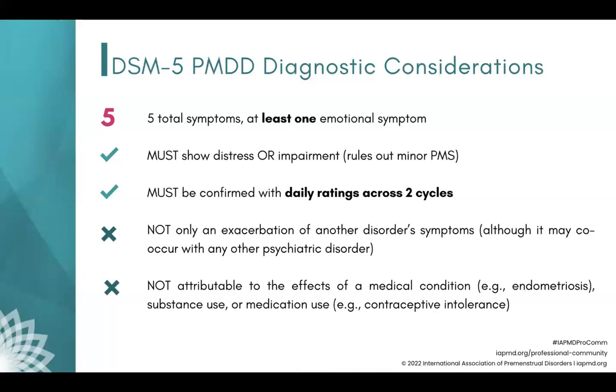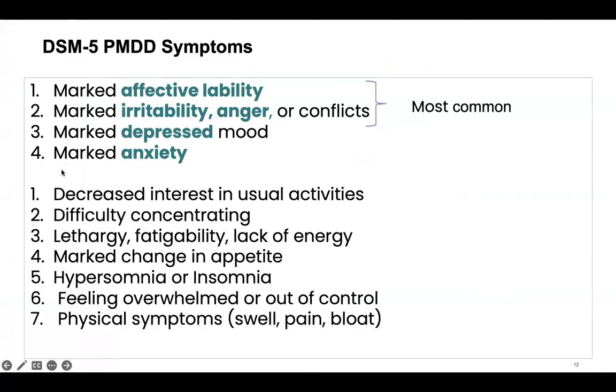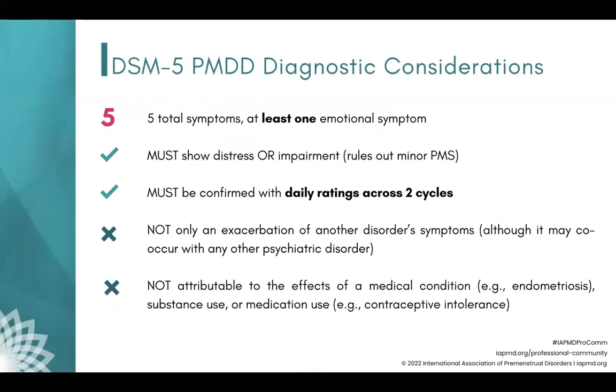So the important thing here is that you have to have 5 total symptoms, at least one of them being one of those core emotional symptoms. As a reminder, those are affective lability, irritability and anger or interpersonal conflicts, depressed mood, or anxiety. So you can have one or multiple of those. You must have 5 total symptoms, at least one being from that top category.